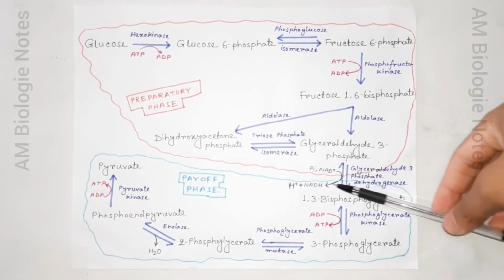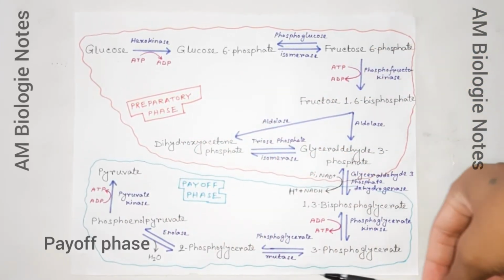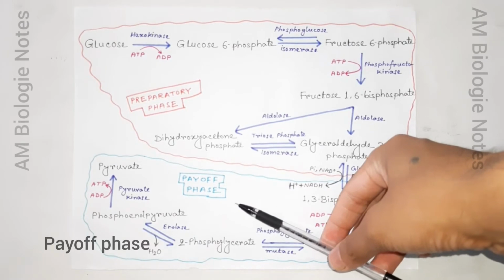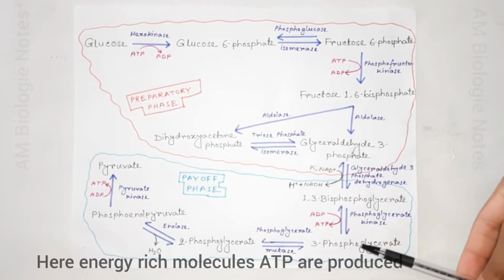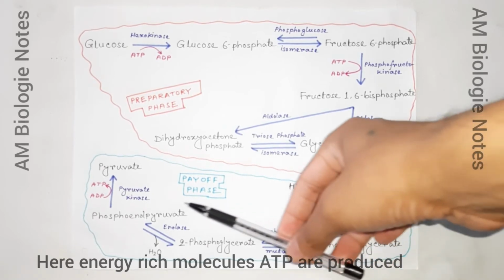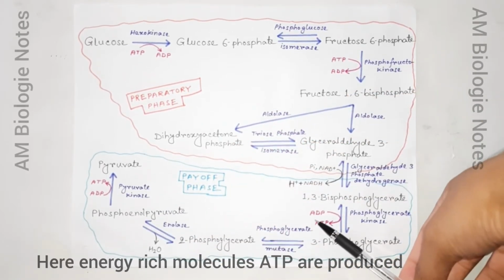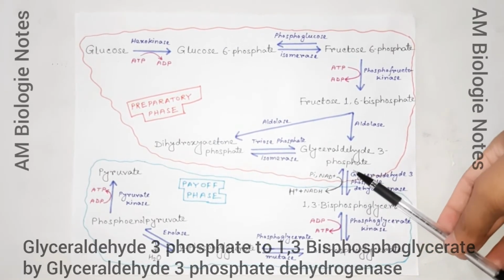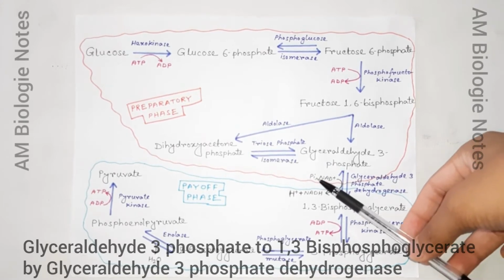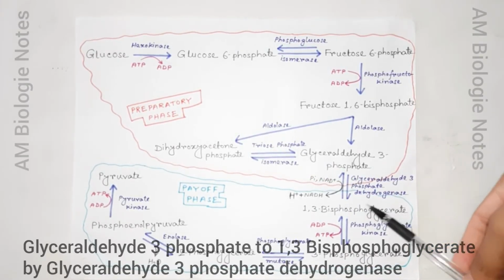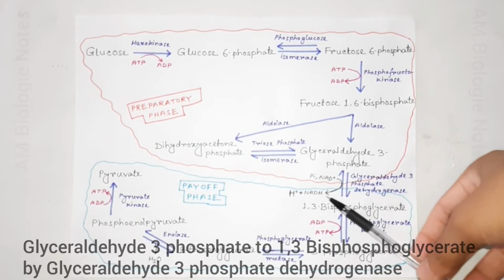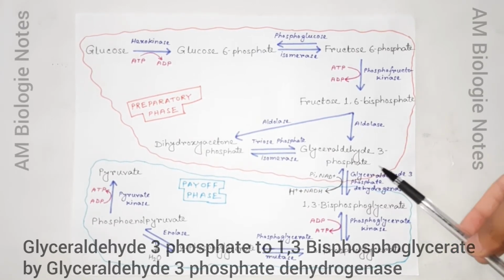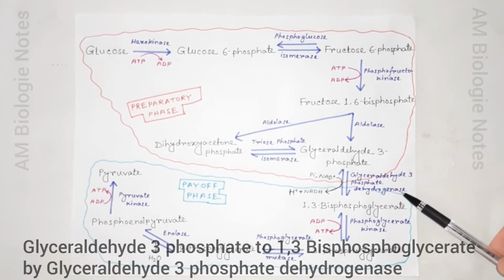Now, the second half, or the last 5 steps of glycolysis, is known as the payoff phase. Why payoff phase? Because in this phase, energy rich molecules ATP and NADH are produced. In the sixth step, glyceraldehyde 3-phosphate is oxidized and inorganic phosphate is added to it, forming 1,3 bis-phosphoglycerate. The enzyme used here is glyceraldehyde 3-phosphate dehydrogenase.